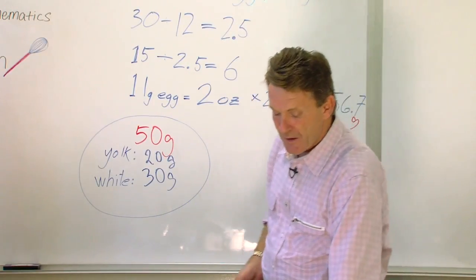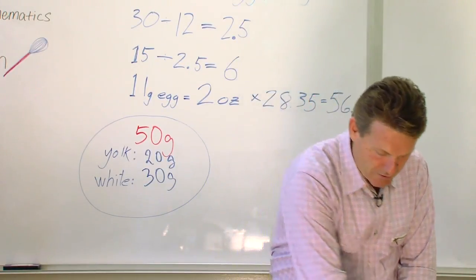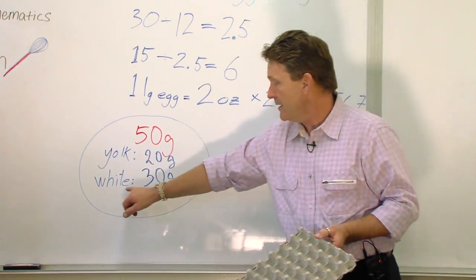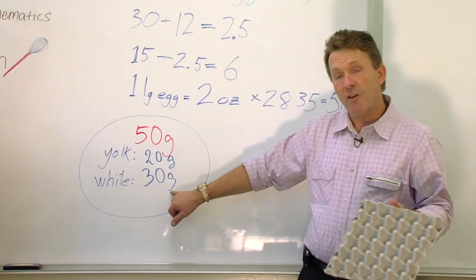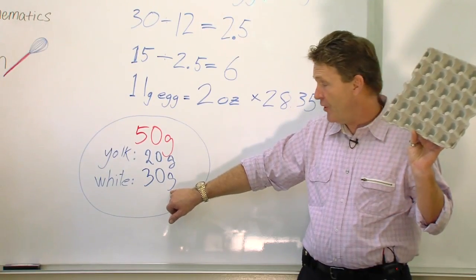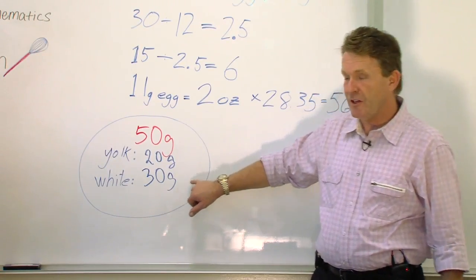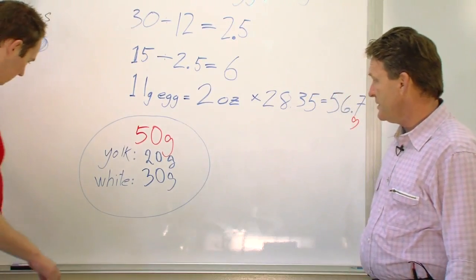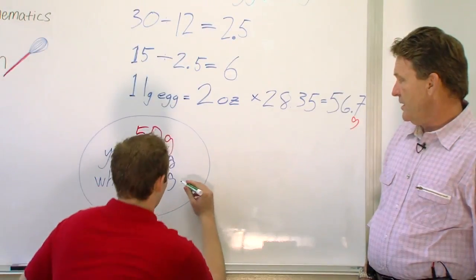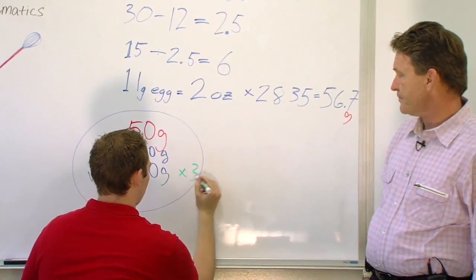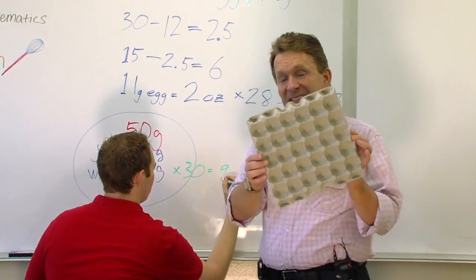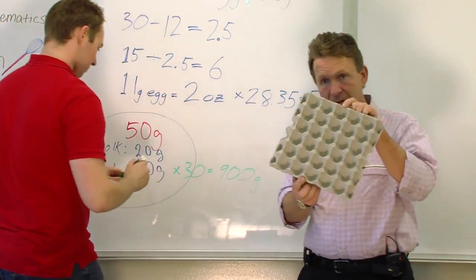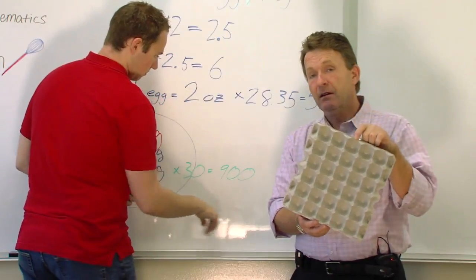Well, it's simple, right? We determined that there were 30 eggs on a tray. We know that each egg has 30 grams of white. So if I take 30 and multiply it by 30, which is the number of eggs on a tray, 30 times 30 is 900. Okay, could you write this down? 30 times 30 equals 900. That would mean there's 900 milliliters of egg white for each 2.5 dozen, right?